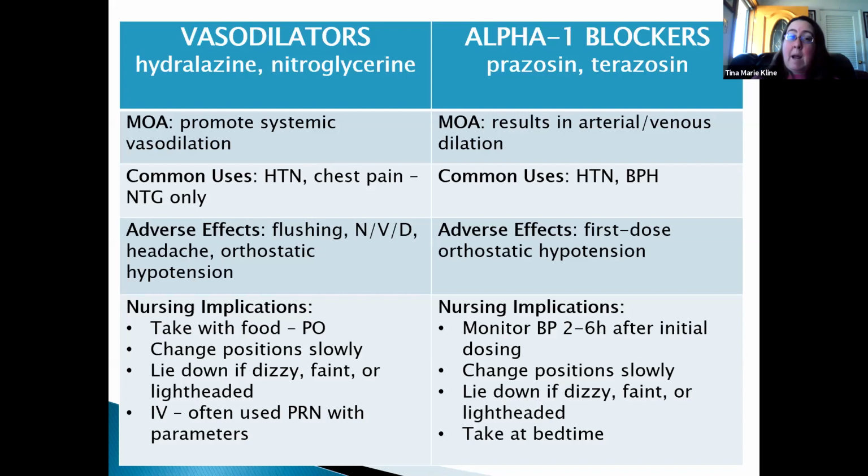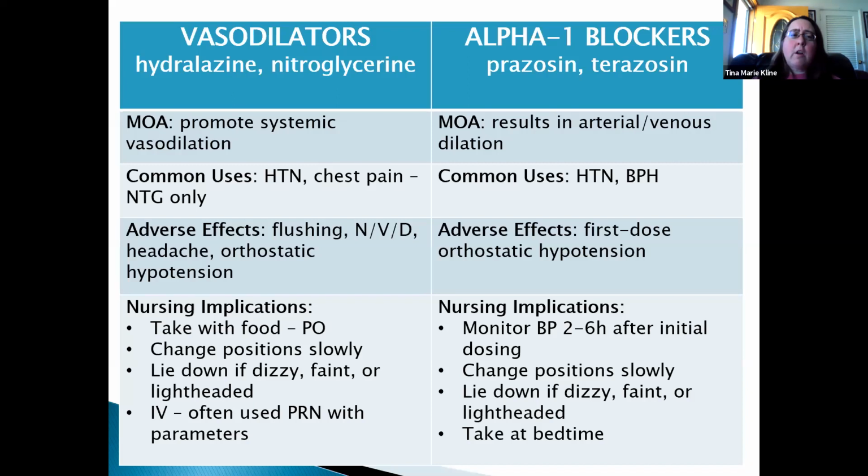Hydralazine does promote systemic vasodilation, and it can be given PO or IV. This is typically used as like a PRN medication, particularly the IV hydralazine. If their systolic pressure is above like 160, 180, they'll give that dose of hydralazine. Again, it's going to lower your patient's blood pressure. You always want to know what their pressure is before you give any of these medications. You know it's going to drop it. That orthostatic postural hypotension is going to be a concern.